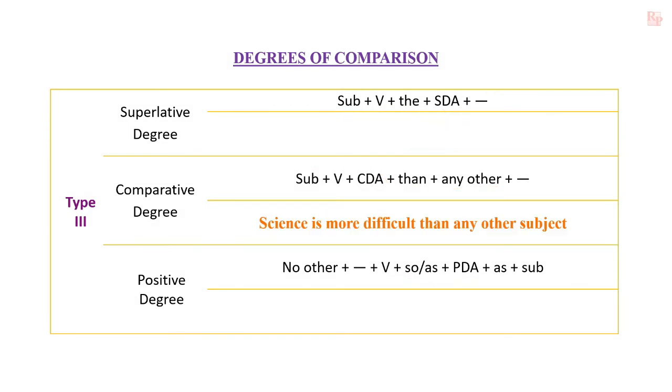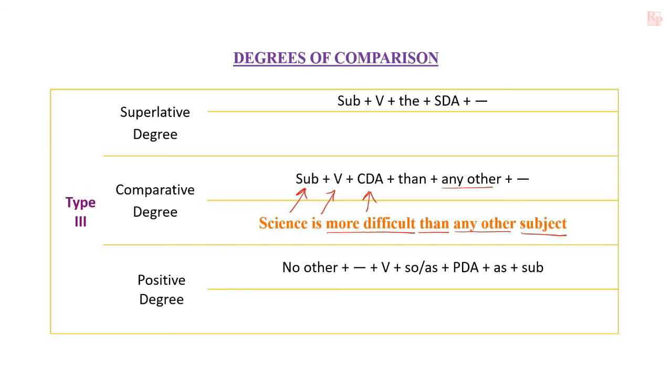Let us discuss another example. This sentence is in comparative degree. Here the subject is Science, the verb is, the comparative form of the adjective "more difficult" is there. After that "than" follows, "any other", and then the common noun is given. Science is the proper noun and subject is the common noun.